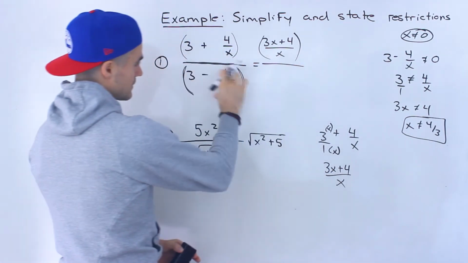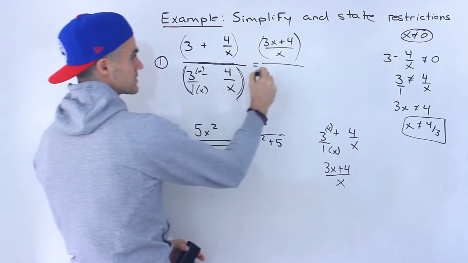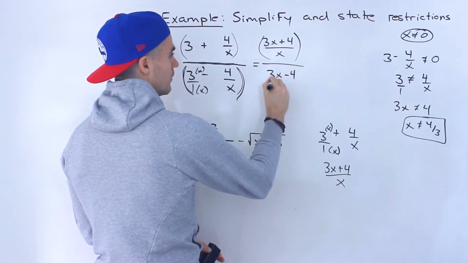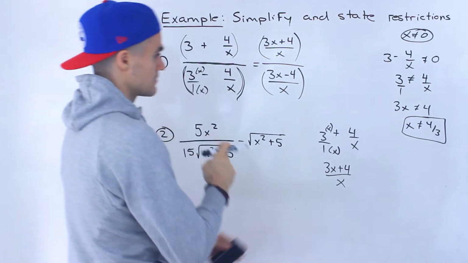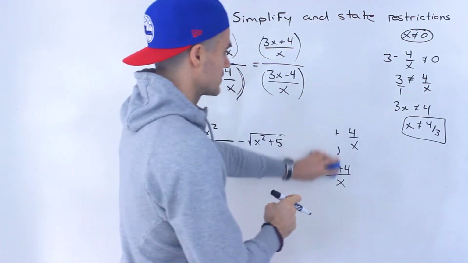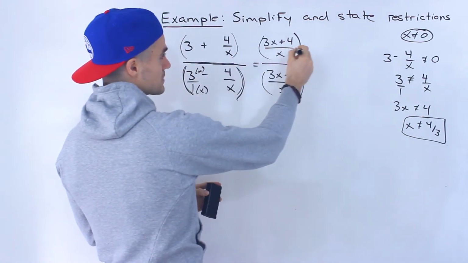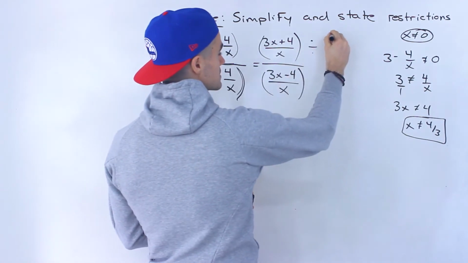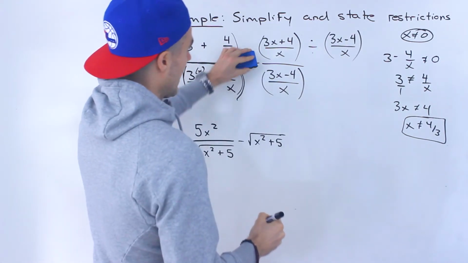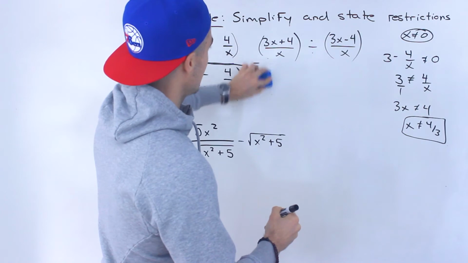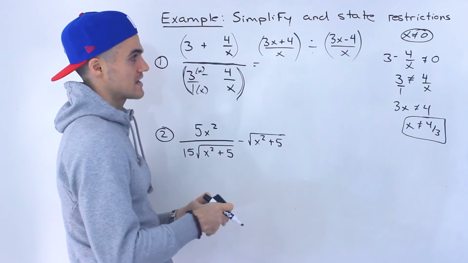If we apply that same thing over here, this 3 is like over 1, the lowest common denominator is x. Multiply the top by x, so we would have 3x minus 4 over x. So this bracket and that original bracket are the exact same thing. And here is where it's easier to see that second restriction, because we can rewrite this as 3x plus 4 over x divided by 3x minus 4 over x. And then it becomes exactly the same format as we've dealt with in previous examples.